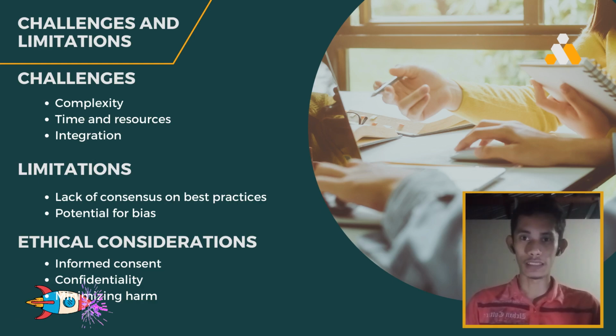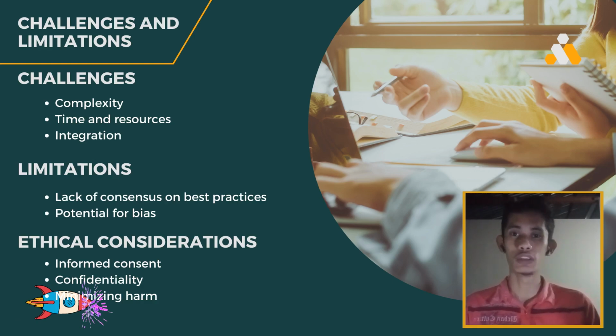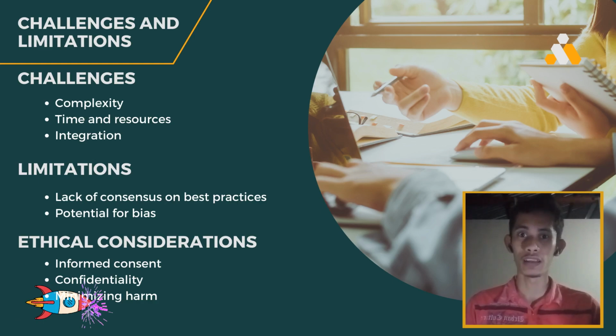Second is time and resources. Mixed methods research can be more time-consuming and resource-intensive than traditional quantitative or qualitative research. This is because the researchers need to collect and analyze both quantitative and qualitative data. Third, integration. Integrating quantitative and qualitative data can be challenging. Researchers need to develop a clear and coherent strategy for integrating the data in a way that produces meaningful insights.